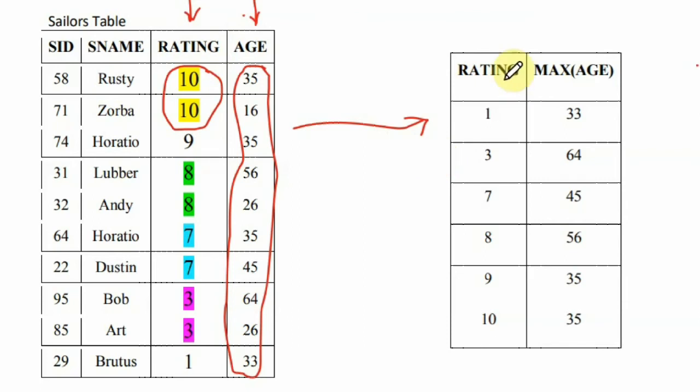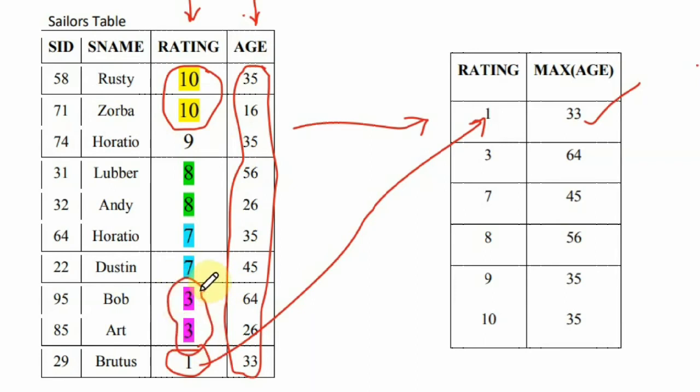As I have grouped it by rating, you can see that there is only one person here, and I want the max of age, so the max of age is 33. Then I have 3 over here; 2 people are there, 2 3s, and the max of these 2 is 64. You can see 64 is here. In a similar way, I have 2 7s and the max is 45, so I got 45 here.